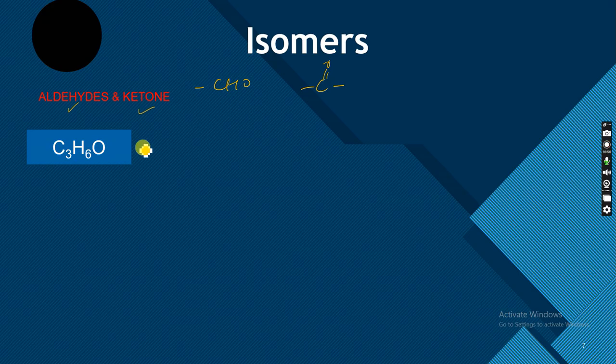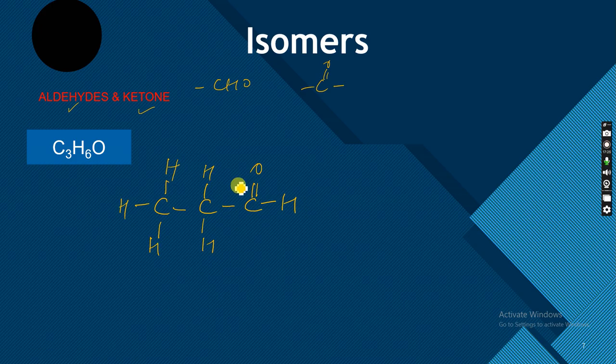So what will you do? One you draw as an aldehyde. Three carbons are there, so first you draw the 3 carbons. Then for the aldehyde you take 1 hydrogen here and 1 oxygen. This is the aldehyde group, CHO, right? And on the remaining bonds you put the hydrogens. If you count how many hydrogens are there, 1 2 3 4 5 6, 6 hydrogens, 3 carbons, and 1 oxygen, so C3H6O. So this is one isomer of this compound.